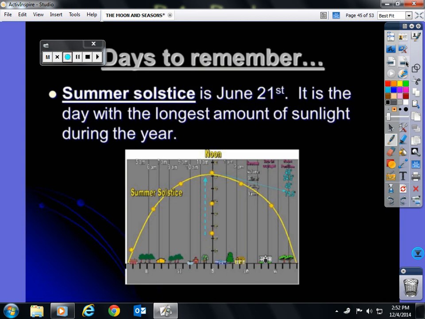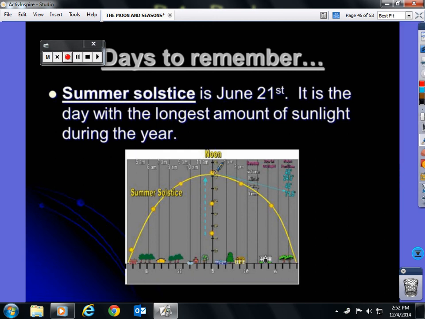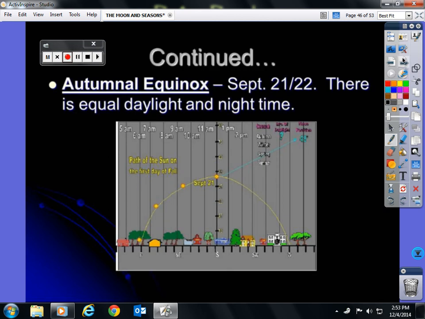Okay, the summer solstice, I would write this and draw the diagram. Lots of diagrams in this one. So you can see in the picture, the summer solstice is June 21st. The sun rises up very high in the sky. At noon, it's at its highest point. So this is going to be our longest amount of sunlight during the year.